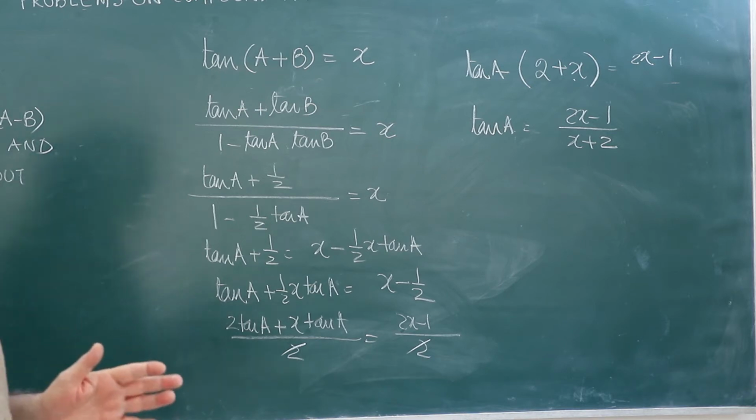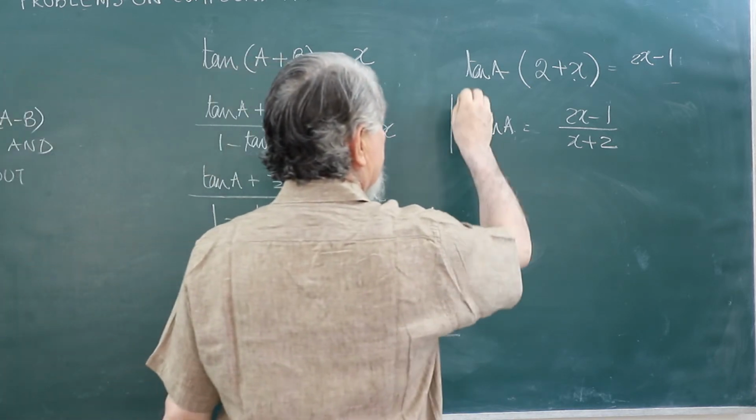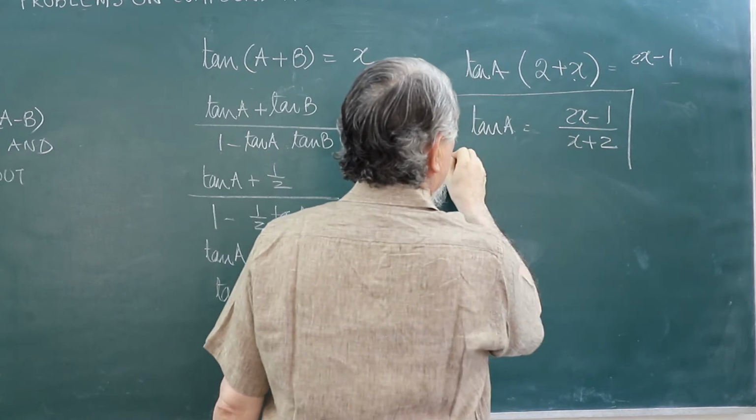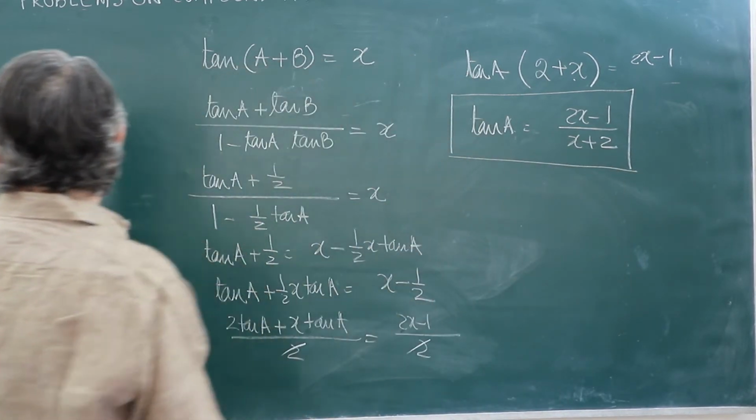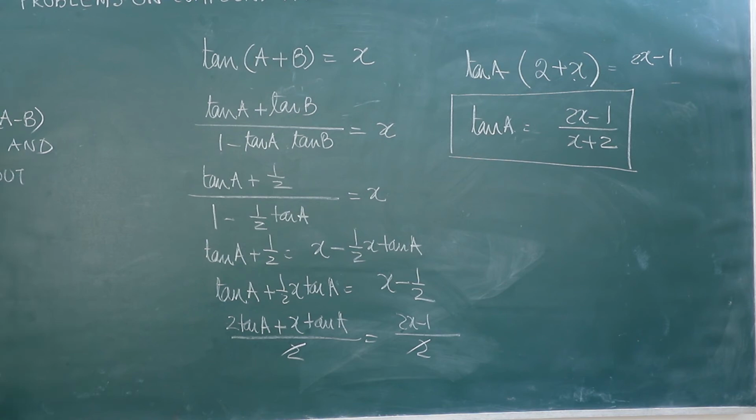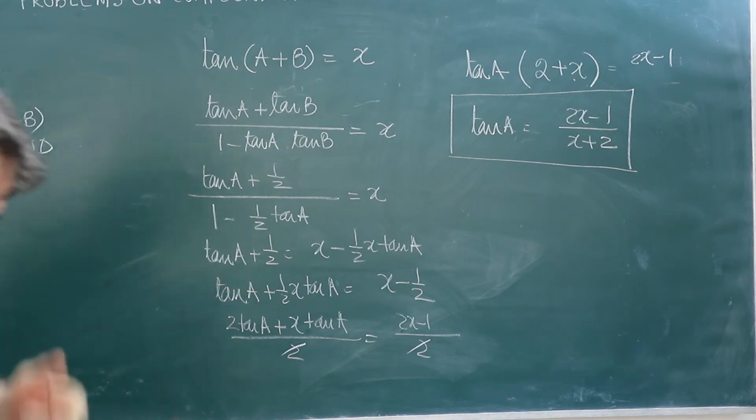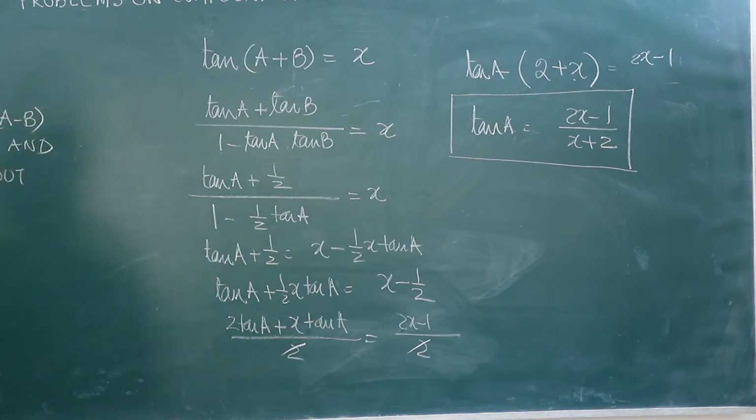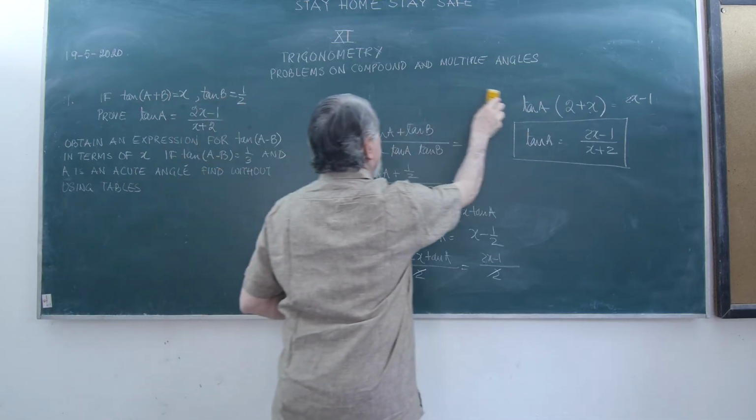That is the first result we had to prove. He said prove that tan a is equal to (2x minus 1) upon (x plus 2). So we've been able to prove that. Now let us see the second part.